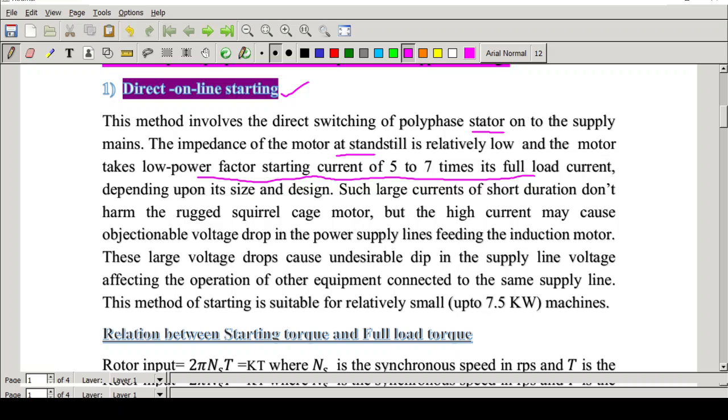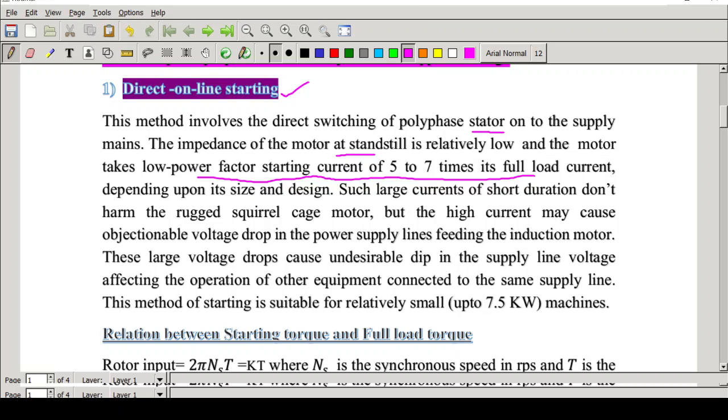So it will not affect the induction motor. Suppose we are using a squirrel cage induction motor, this high starting current will not affect it that much because it is only for a very short duration. Why? Because the squirrel cage induction motor physically has a rugged structure, and it can withstand this high starting current. Then what is the problem?